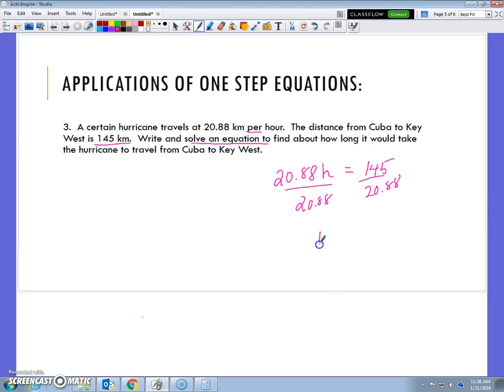And through long division, we would get h equals 6.94 repeating. And in this case, since we're looking for how long it will travel, that's how many hours it will take. 6.94 repeating hours. Or if you want a fraction instead, we use the strategy before: 145 over 20.88. If I move the decimal places 2 spots there, I'd also have to move it 2 spots there. And then I could reduce this fraction over here. So if you don't like the long division, reduce your fraction.